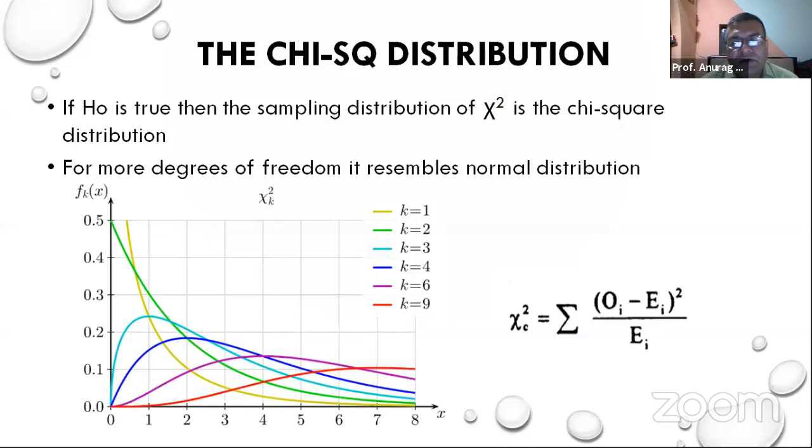I define chi-square as summation of (Oi minus Ei) whole square divided by Ei, where the numerator is (Oi minus Ei) squared. What does Oi mean? It is the observed frequency, and Ei is the expected frequency. So what we do is we find the difference between the observed and expected frequency, square it, divide by the expected frequency, and take the sum of all these values. So this becomes a chi-square variate.